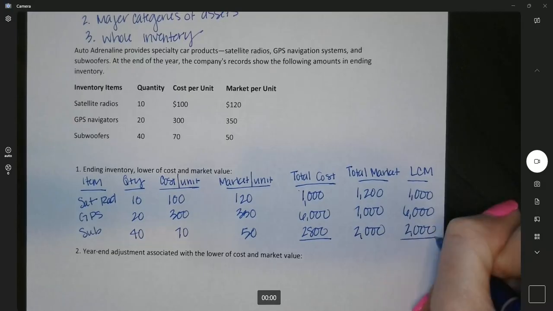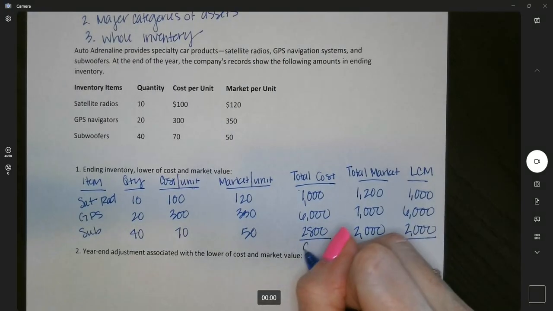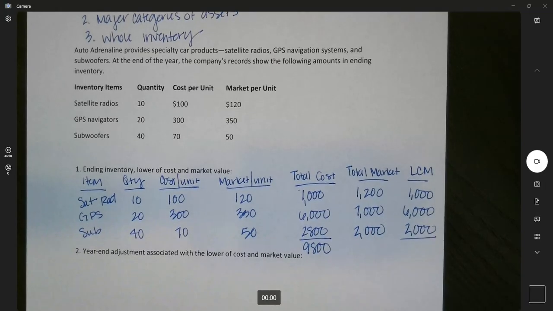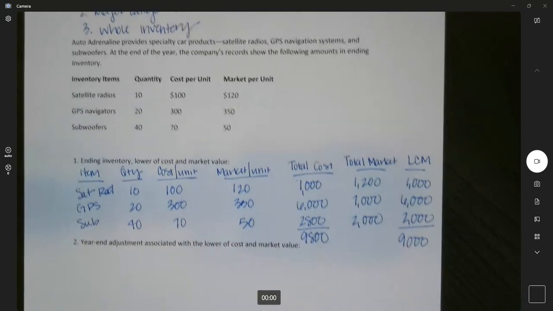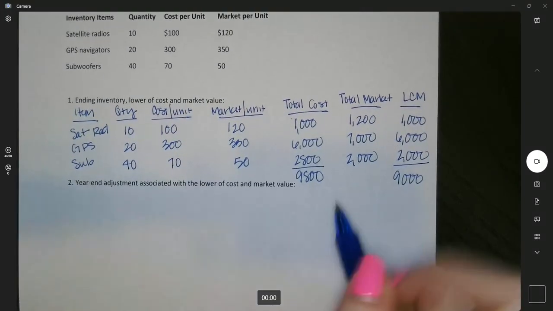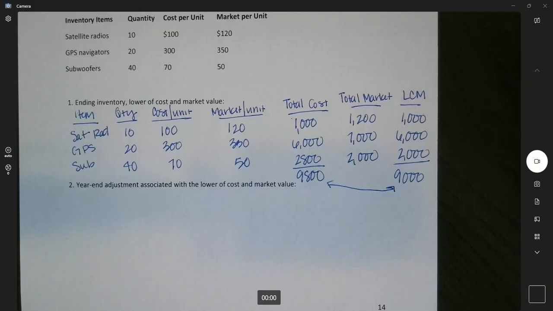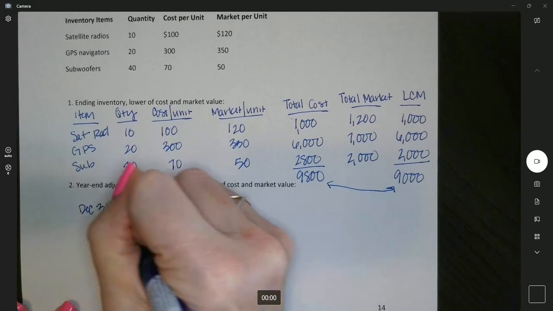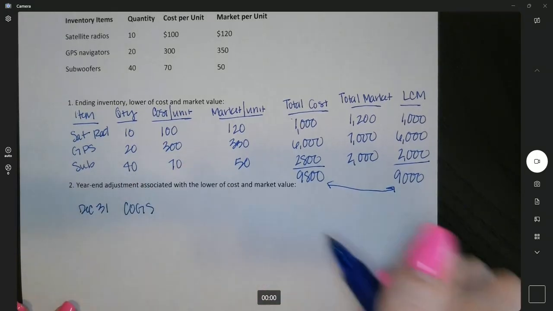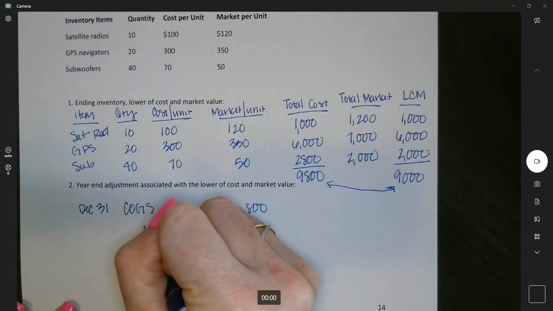I put $2,000 here. I need a couple totals, one of them being total cost, which is $9,800, and the other being lower of cost and market, which is $9,000. That difference there needs to be the journal entry that I need to make. So the year-end adjustment, when lower of cost and market is lower than total cost on December 31st, is going to be a debit to cost of goods sold. The difference here is $800 and a credit to merchandise inventory.